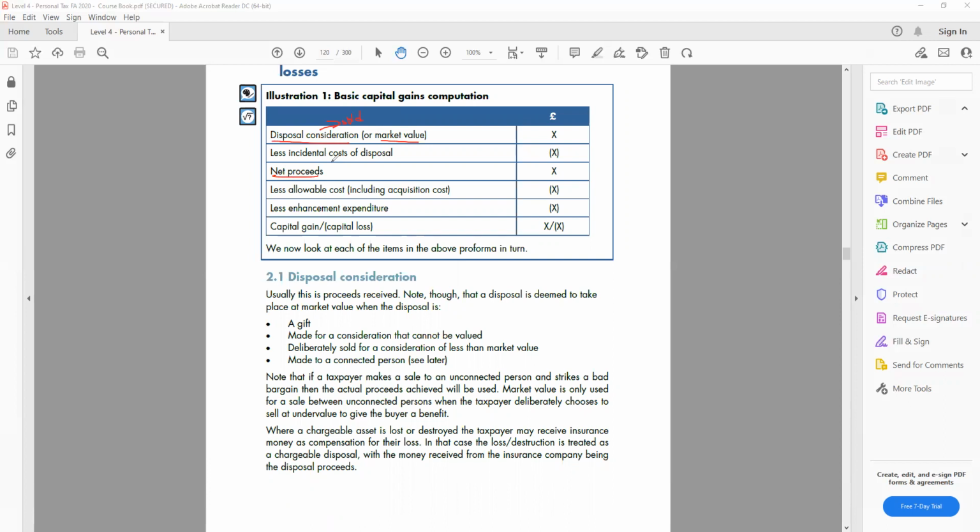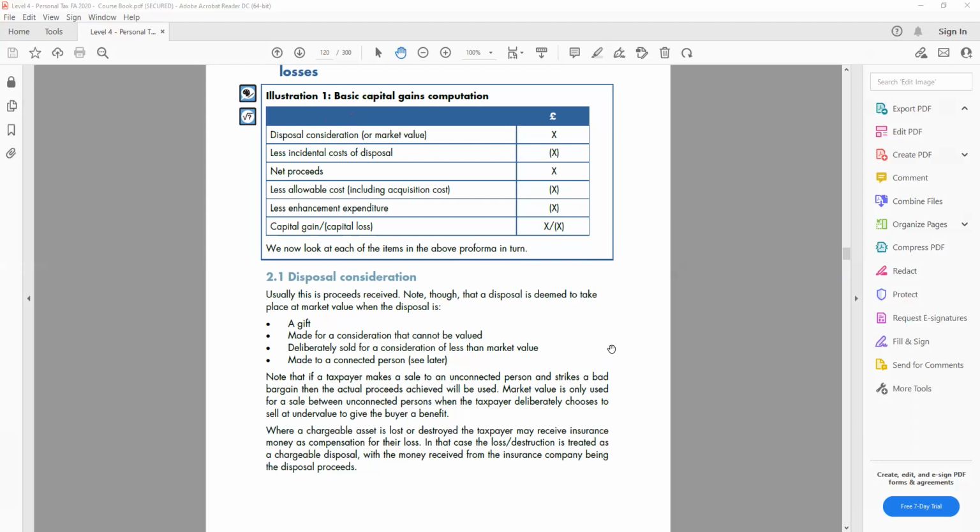Then less allowable cost. Allowable cost includes the acquisition cost. Allowable cost is the cost when you buy the asset plus any enhancement, any legal cost, solicitor fee, surveyor fee. That is part of the cost you have to take away, and the enhancement expenditure you have to take away. Finally, the amount you have is called the capital gain. In this capital gain, before you pay the tax, you have the 12,300 annual exempt amount that is allowable. So you have to take that away to find if there is any remaining balance on which you have to pay the tax.